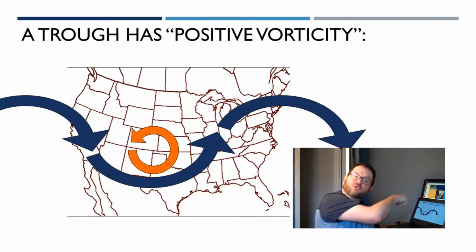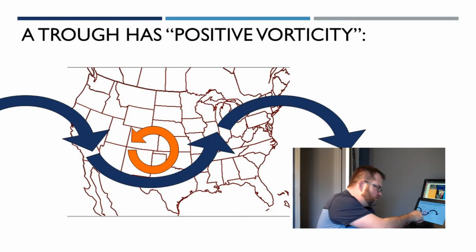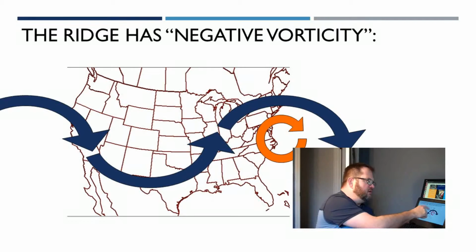It's not going to even make one full rotation, but it's making part of a rotation over the course of a day or two as an individual air parcel scoots through this trough in the jet stream, or whatever, 500 millibar flow. In the same sort of way, over here in this ridge over the east coast of the United States, you can see this ridge in the flow here.